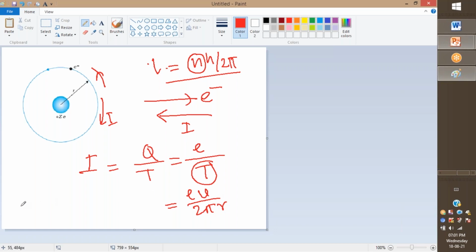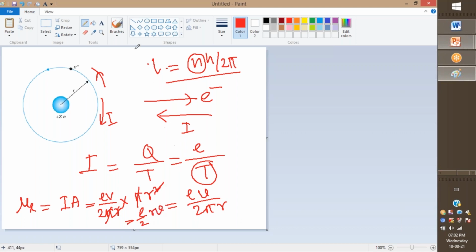Now if I want to calculate the magnetic moment, which I can write as μ_L, the magnetic moment due to the orbital motion of the electron. That's why it is L, for orbital motion. I can write I into A, where A is the area. So A I can write as πr², and I have got ev by 2πr. π goes off, one r goes off with one of these. So what I get is e by 2 and then r into v.